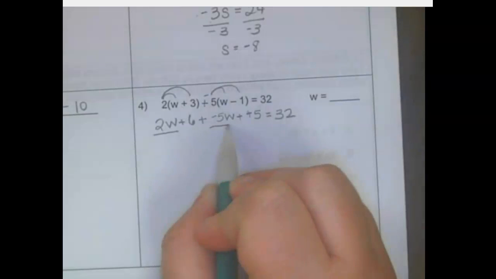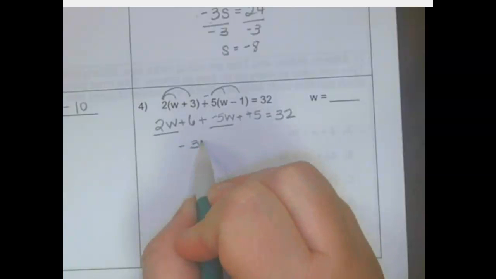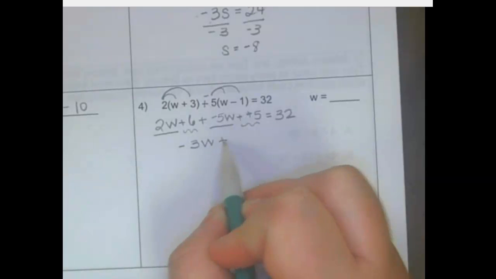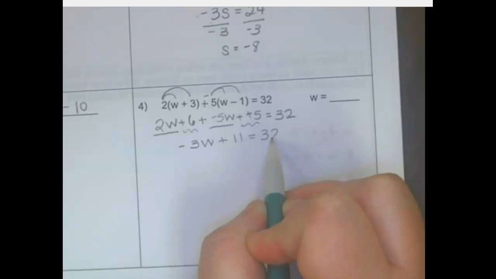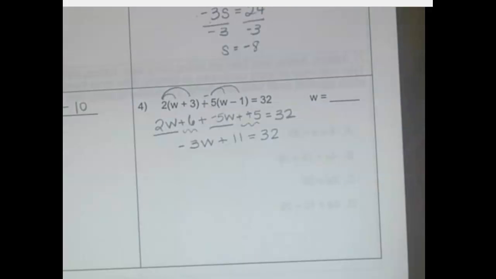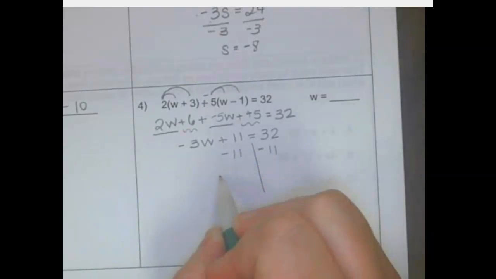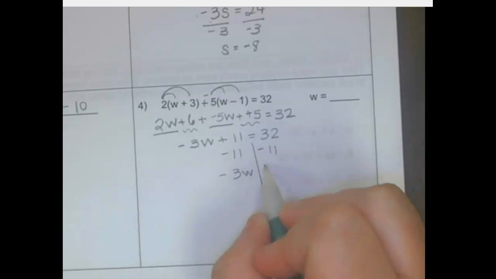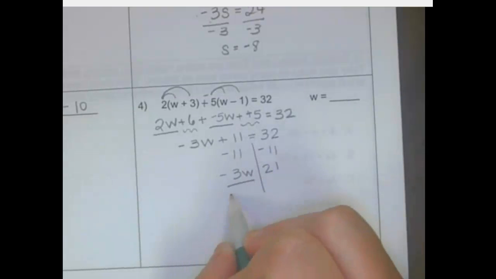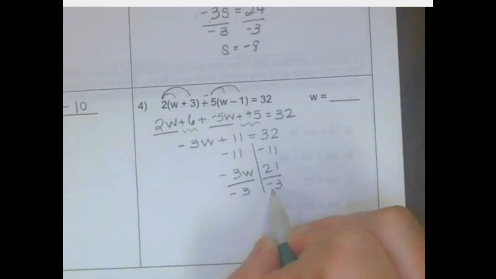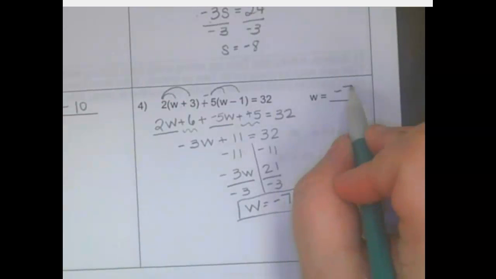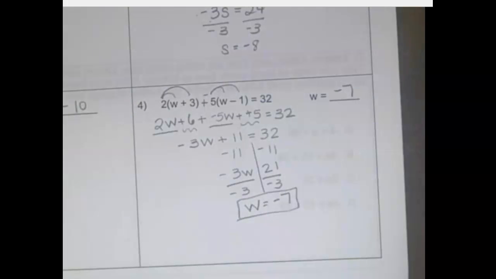All right. Combine my like terms. 2w, negative 5w is negative 3w. 6 plus 5 is positive 11. Is everybody good at that spot? All right, from here we're just going to subtract 11. Divide both sides by negative 3. And we get negative 7. Questions on this one?